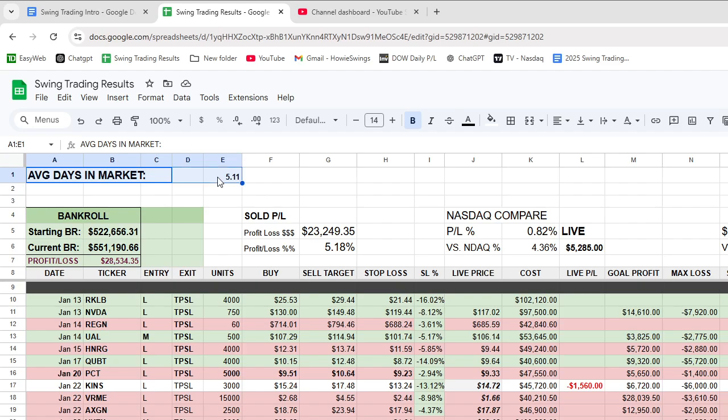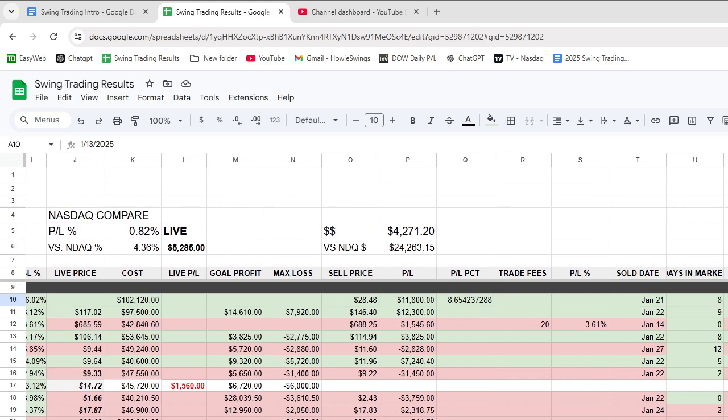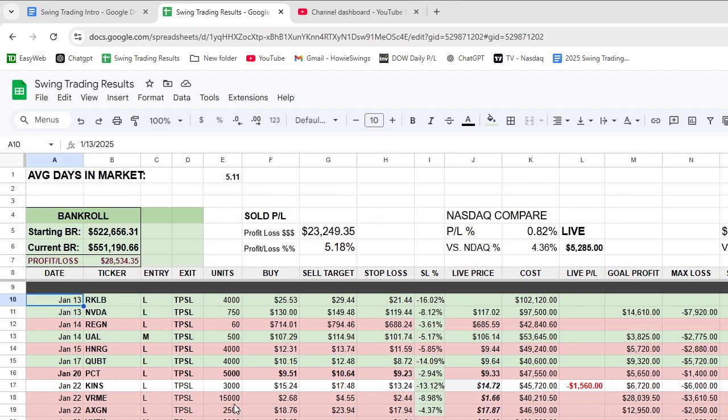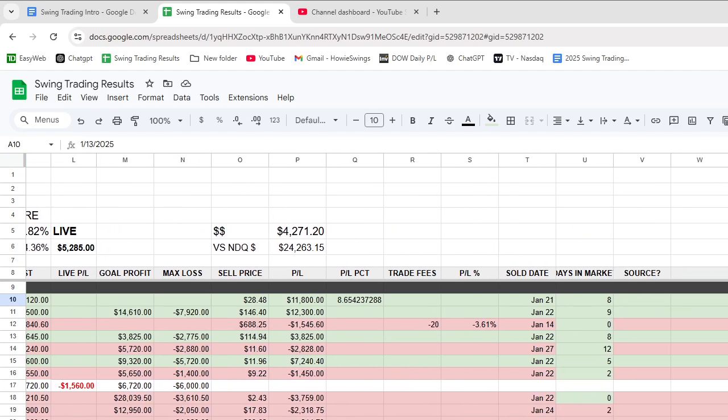So first, I just made this little average days in the market. So I have my entry date. We'll just take the very first stock, and then my sell date, if I scroll over here, January 21st. And then this little ABS A10 minus T10 just says look at this, and then compare it to this and spit out how many days it was in the market.